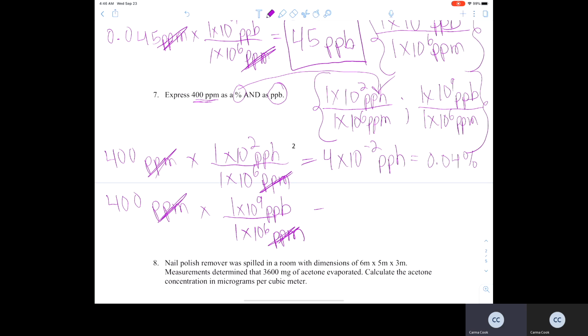And then to convert 400 parts per million to parts per billion, we take 400, multiply it by 1 times 10 to the 9th power, and then divide that result by 1 times 10 to the 6th. And you get 4 times 10 to the 5th parts per billion.